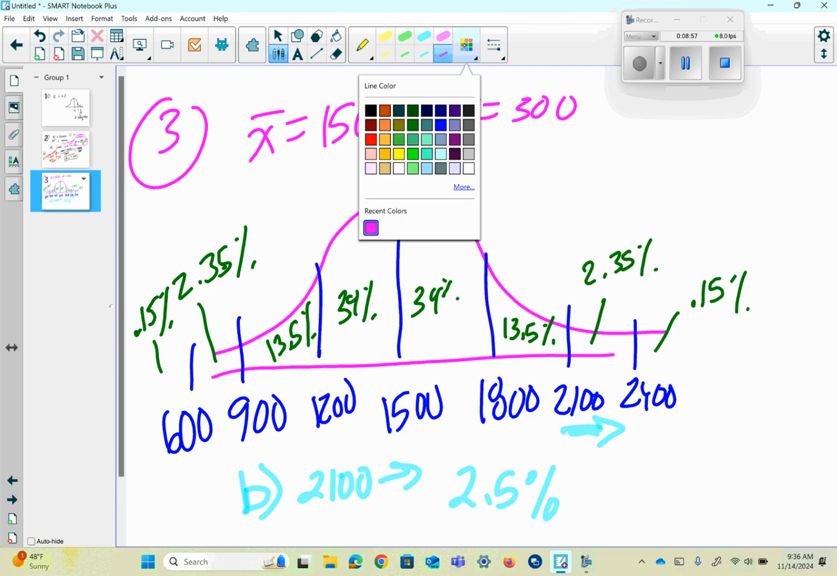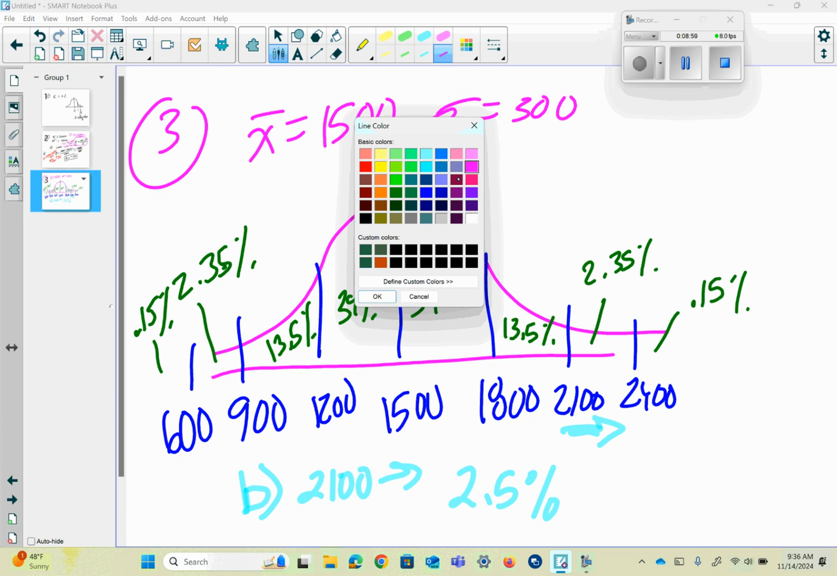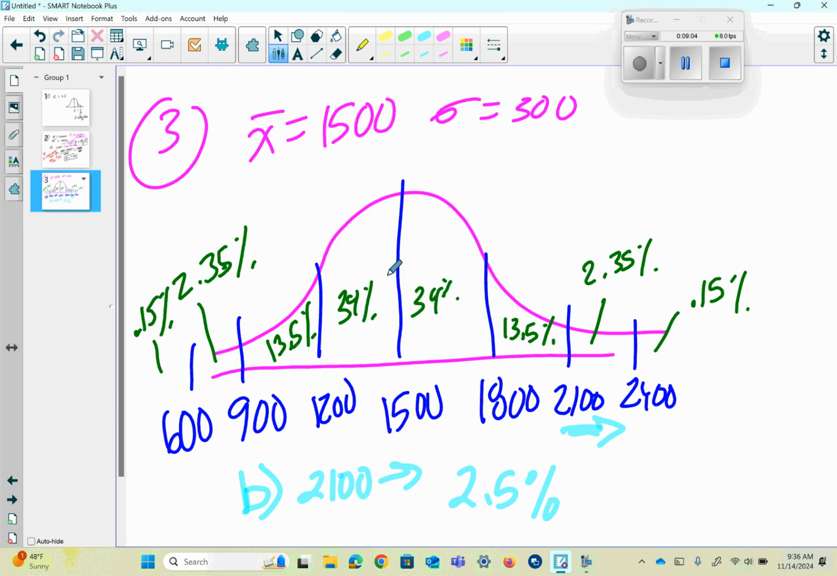And then the next one, let's see if we can do this. Let's change some colors on there. Ooh, purple would be fun. All right. For letter C, what is between 900 and 1,800? Okay, so we're going to go from here to here. So that means I'm going to add these together. So 34, 34, that's 68. And 68 plus 13.5. So this would be 81.5%.